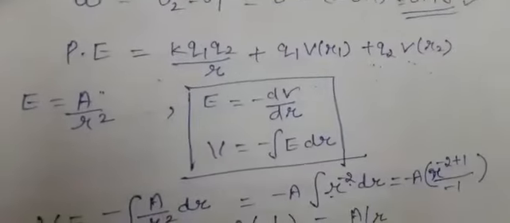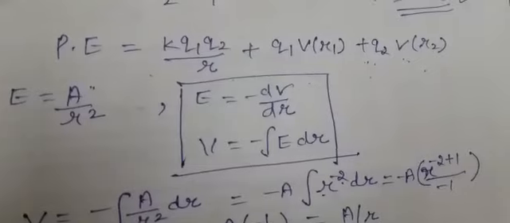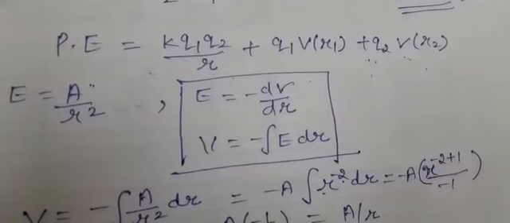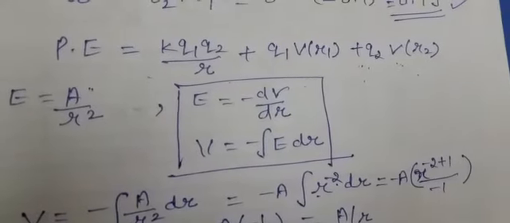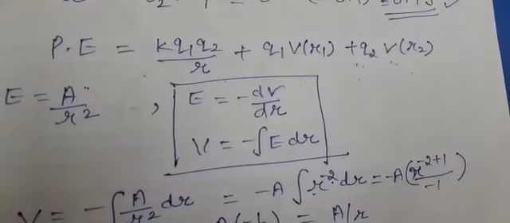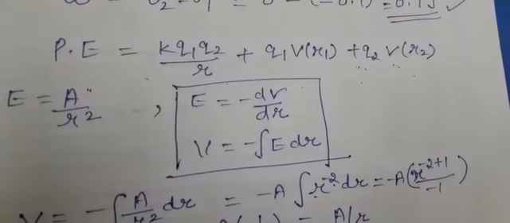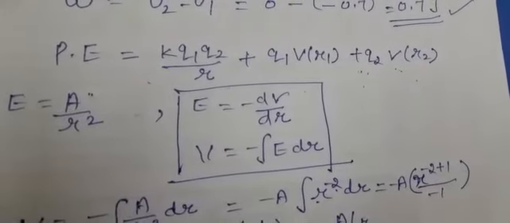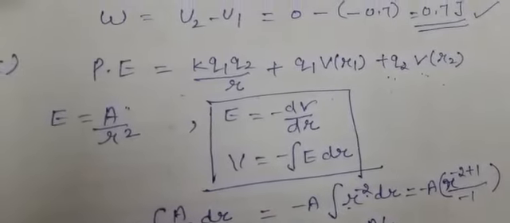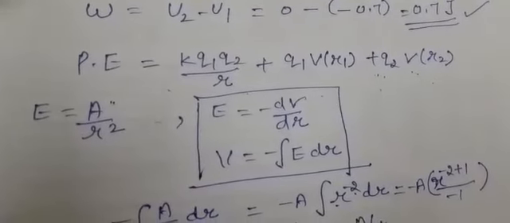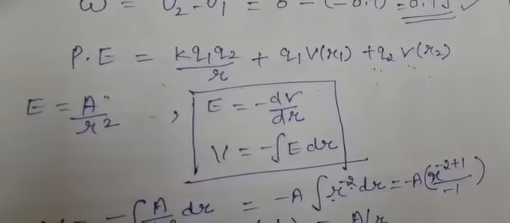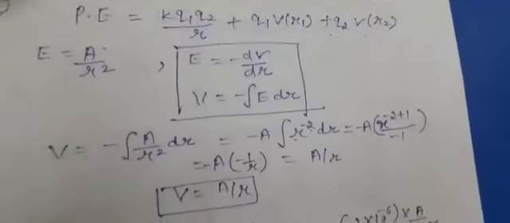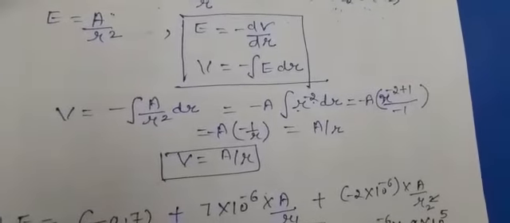When there is the concept of an external field, the potential energy will be K Q1 Q2 upon R plus the contribution due to the external field present. Q1 is placed in that external field, so potential will contribute there. Similarly, Q2 is also placed in the same field, multiplied by potential. Now the concept of potential is required, but we have been given only the electric field. So we will use the concept of potential gradient to calculate the electric potential. From here you will integrate it and calculate the potential to be A upon R.